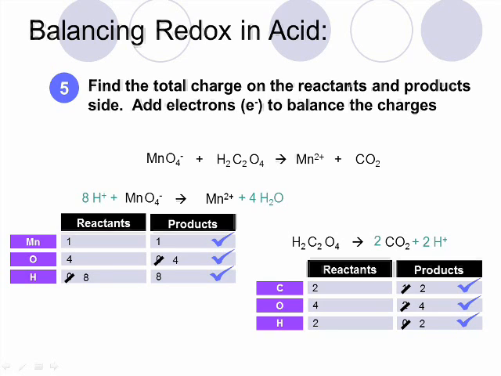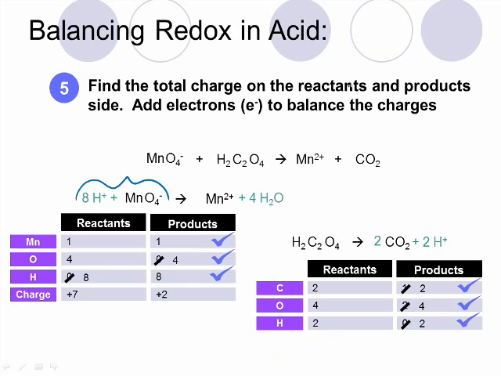So we have to find the total charge on both sides. Because we added the protons, that might throw off all the charges. So we're going to add negative charge now, because we just added positive charge with the protons. We're going to add electrons to balance the charges. So let's look at charge.